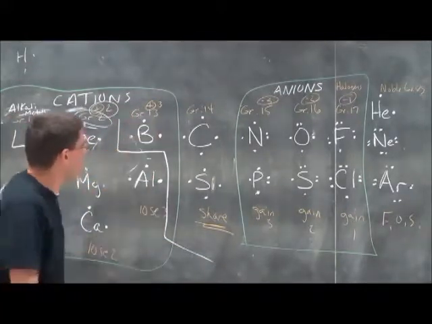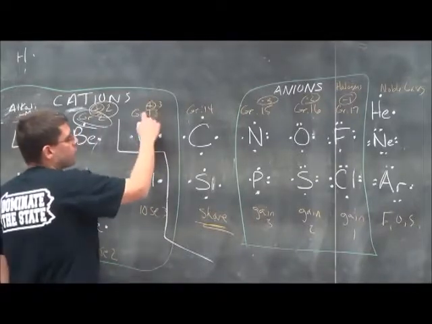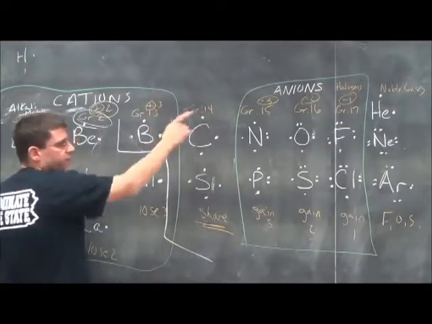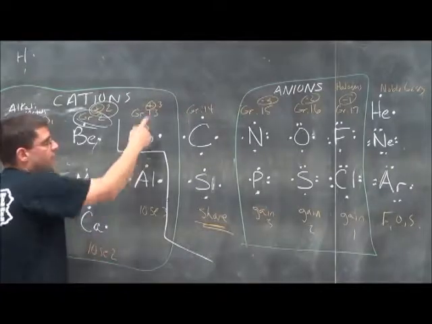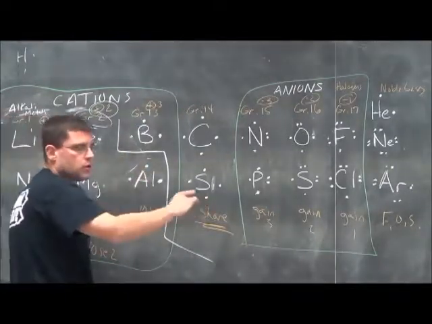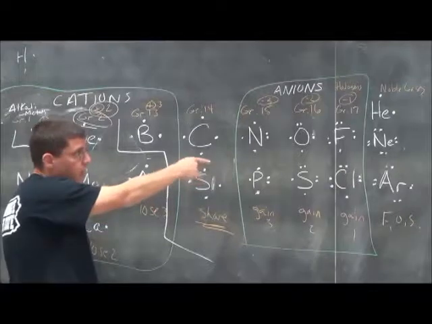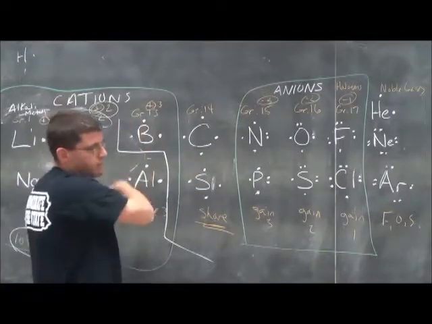Then as we go past the zigzag, on the zigzag, we've got metalloids. We also have the boron family. They are still cations because they want to get rid of 1, 2, 3 valence electrons to become stable, and they have a positive 3 charge. Once they get rid of them, give them to an anion, they become stable.